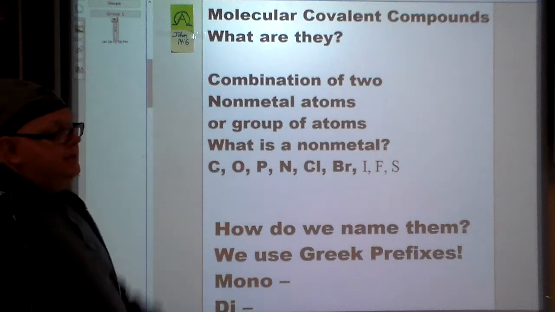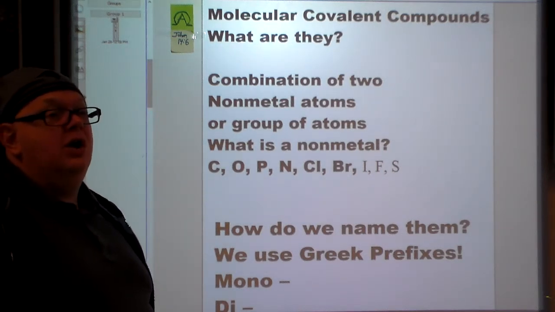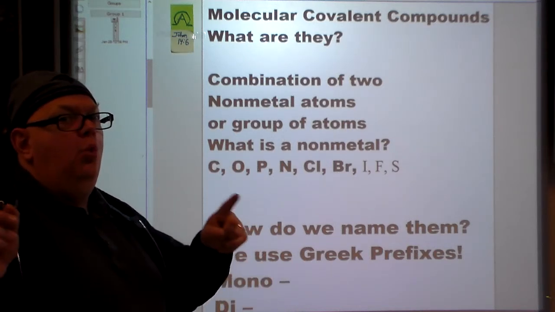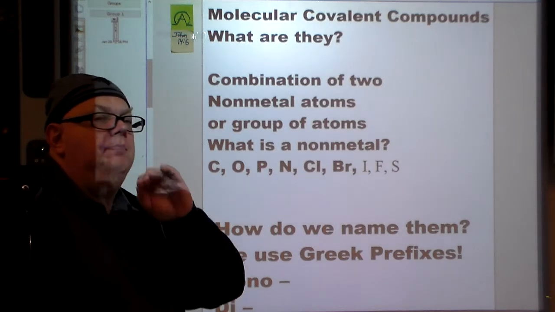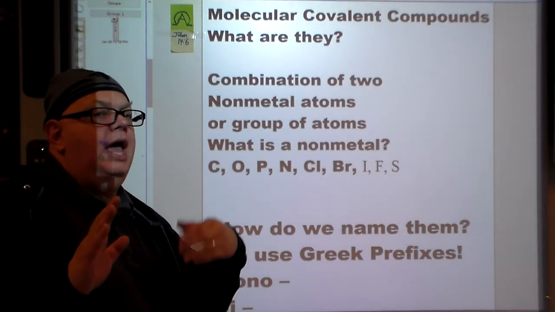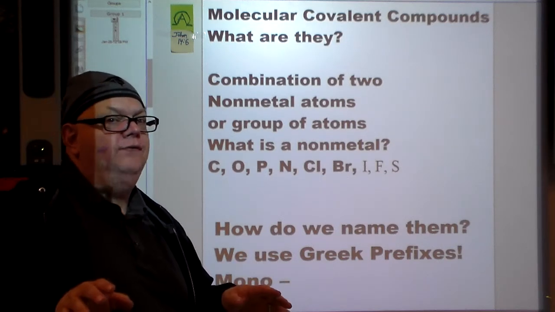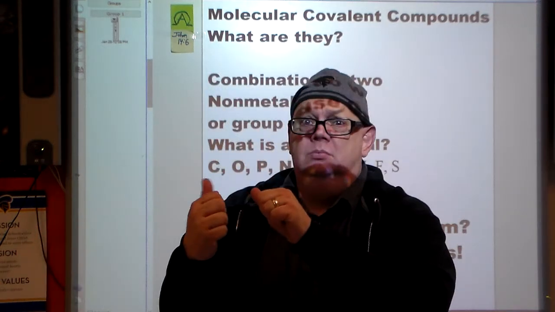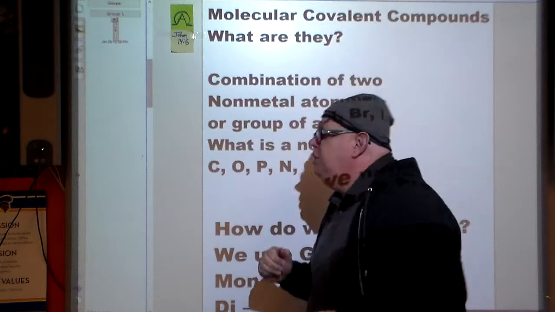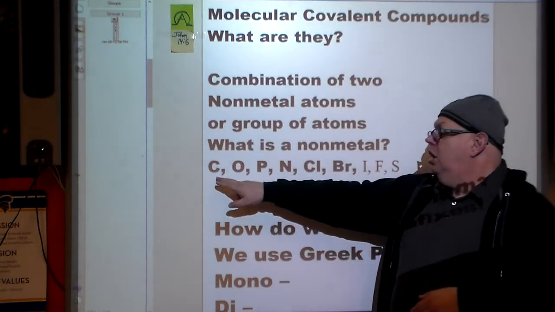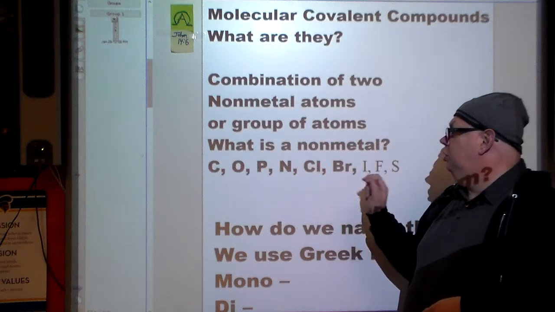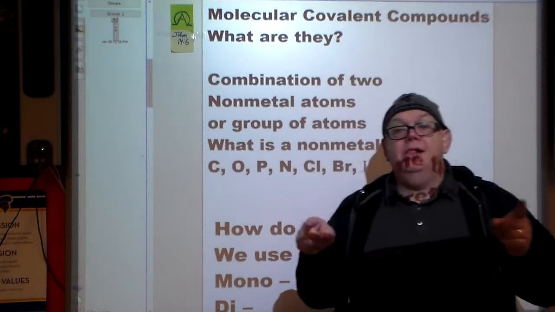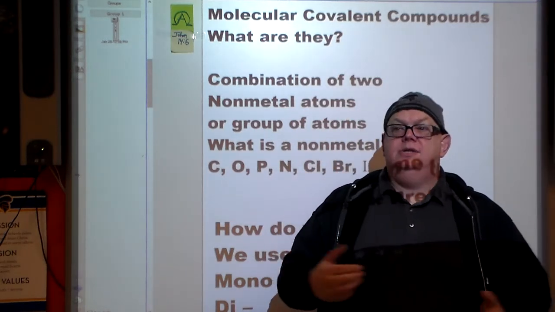First off, what are they? It's a combination of two or more atoms that are nonmetals. Not to be confused with the other video that's covering binary ionic compounds, where it's a metal and a nonmetal. If that's what you're looking for, turn this video off and check out the other video. That's all I can say. So this is for nonmetals. What are nonmetals? Carbon, oxygen, phosphorus, nitrogen, chlorine, bromine, iodine, fluorine, and sulfur. All of these are nonmetals, and we can combine them in different ways.